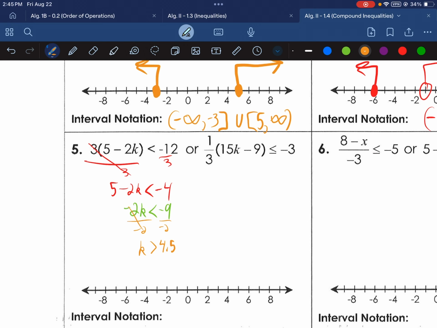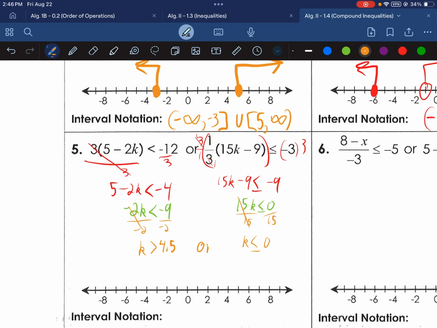On the right inequality here, I need to get rid of this 1/3. I can either distribute the 1/3 or I can multiply by its reciprocal. You pick. So let's say I choose to multiply by the reciprocal here, okay? So I multiply by 3 over 1, and those reduce, and we end up getting 15k minus 9 is less than or equal to negative 9. I add 9 to both sides, and I get 15k is less than or equal to 0. I divide by 15, treating 0 as any other number, and get k is less than or equal to 0.